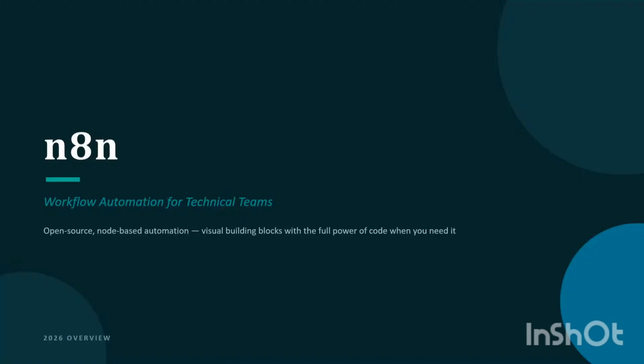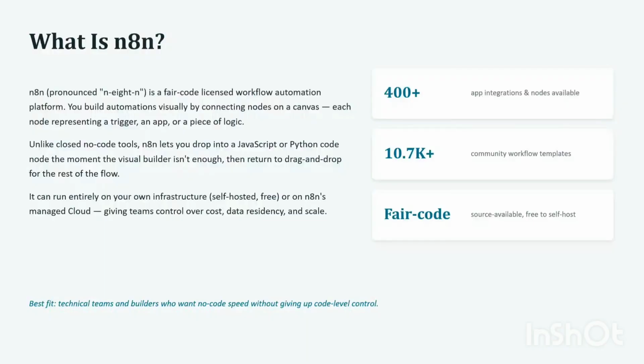Introduces n8n as a workflow automation tool for technical teams, with the tagline: open source, node-based automation that combines visual building blocks with the full power of code when needed. The five node categories are trigger, action, utility, code, and advanced.